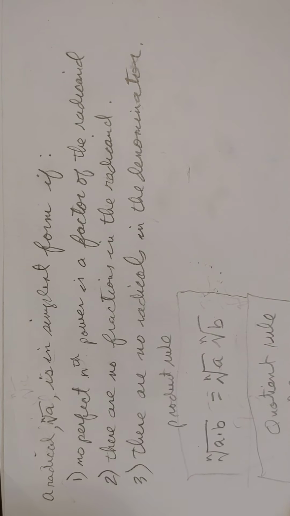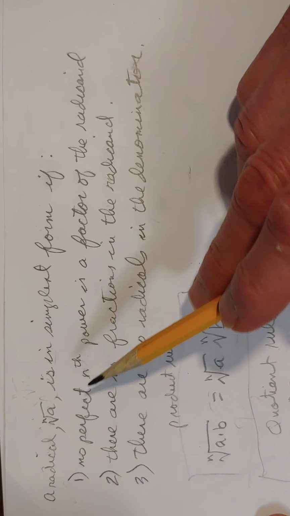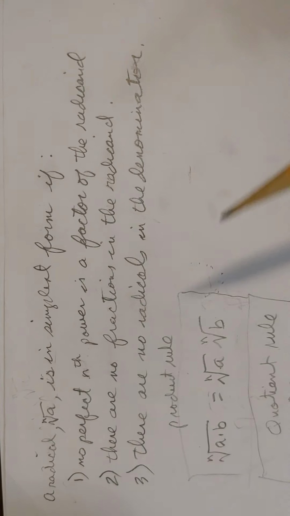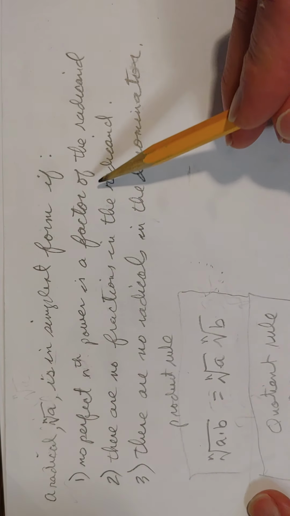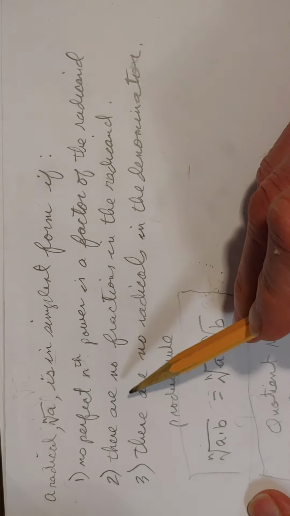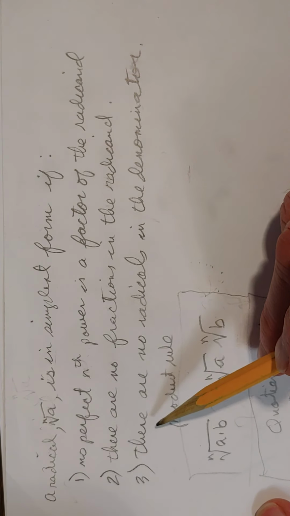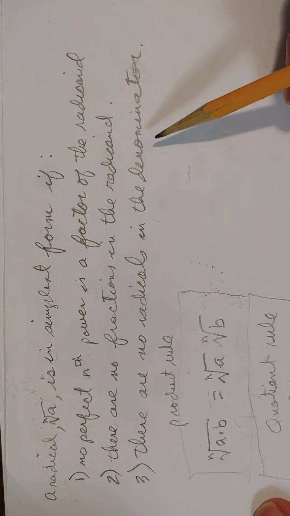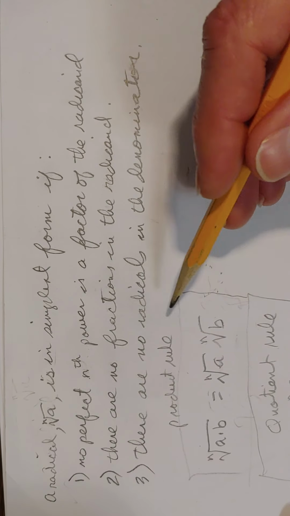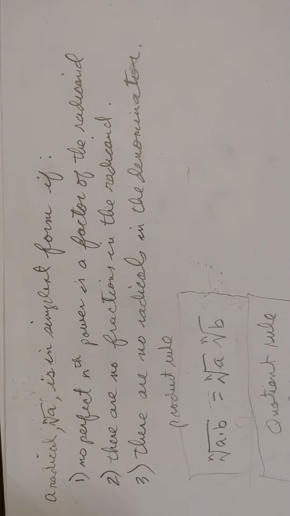Here it is again. A radical, the nth root of a, is in simplest form if one, no perfect nth power is a factor of the radicand, two, there are no fractions in the radicand, and three, there are no radicals in the denominator. Here are a couple rules we use to help us simplify radicals.